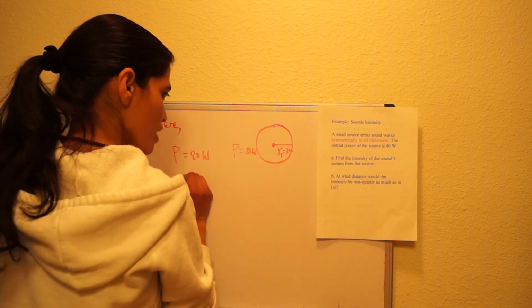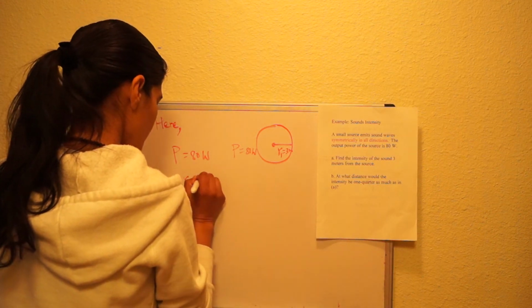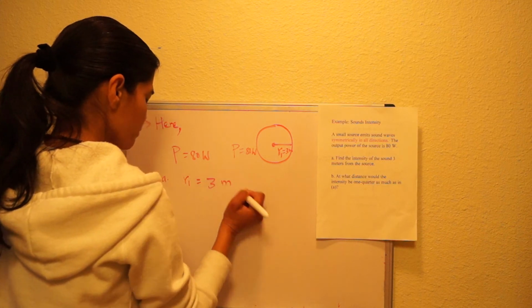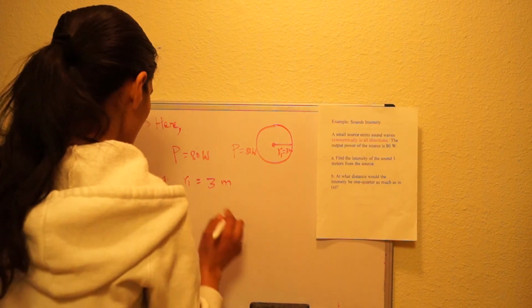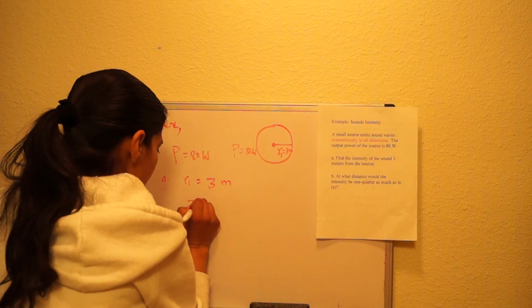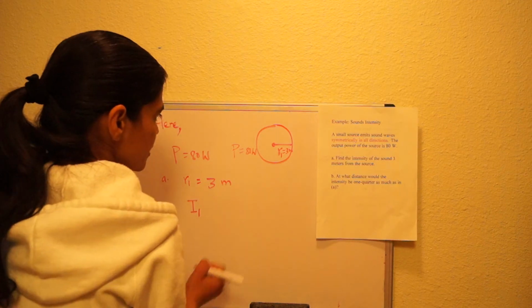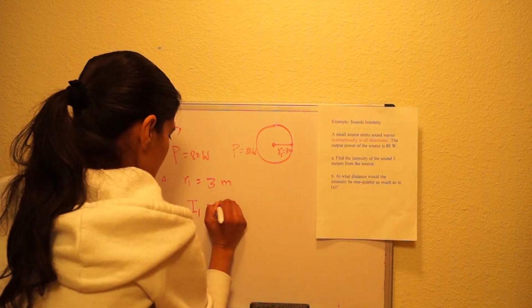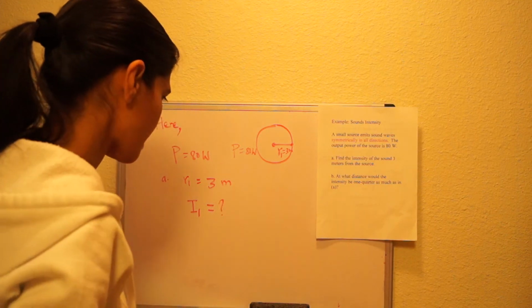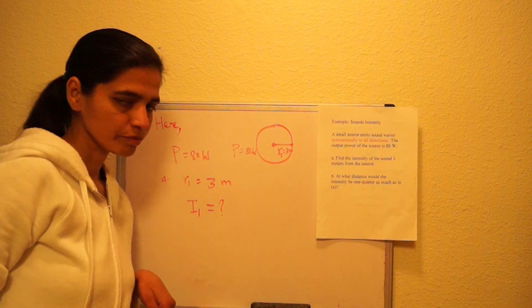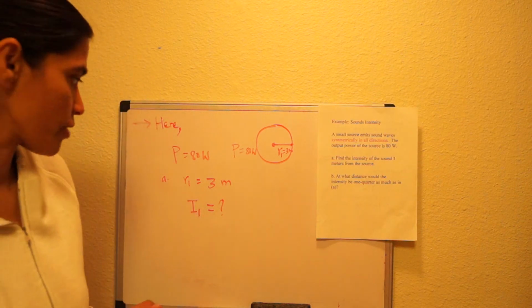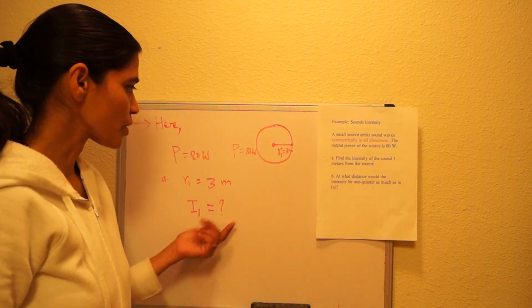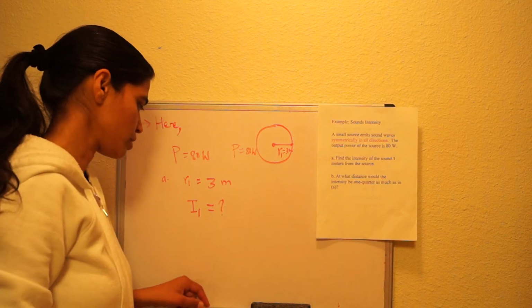Okay, so we are given R1 equal to 3 meter, okay? So please find what should be the intensity I1, since I'm calling this point 1, I1 at this distance, okay? So please take a few minutes and then work out on this problem. And if you finish this one, please go to number B, okay?